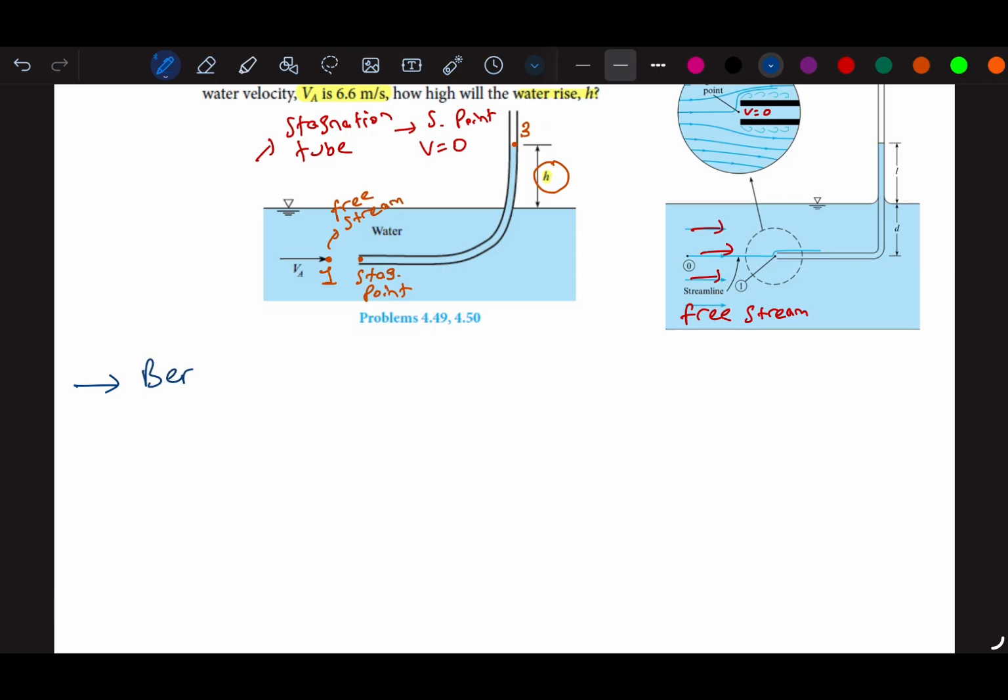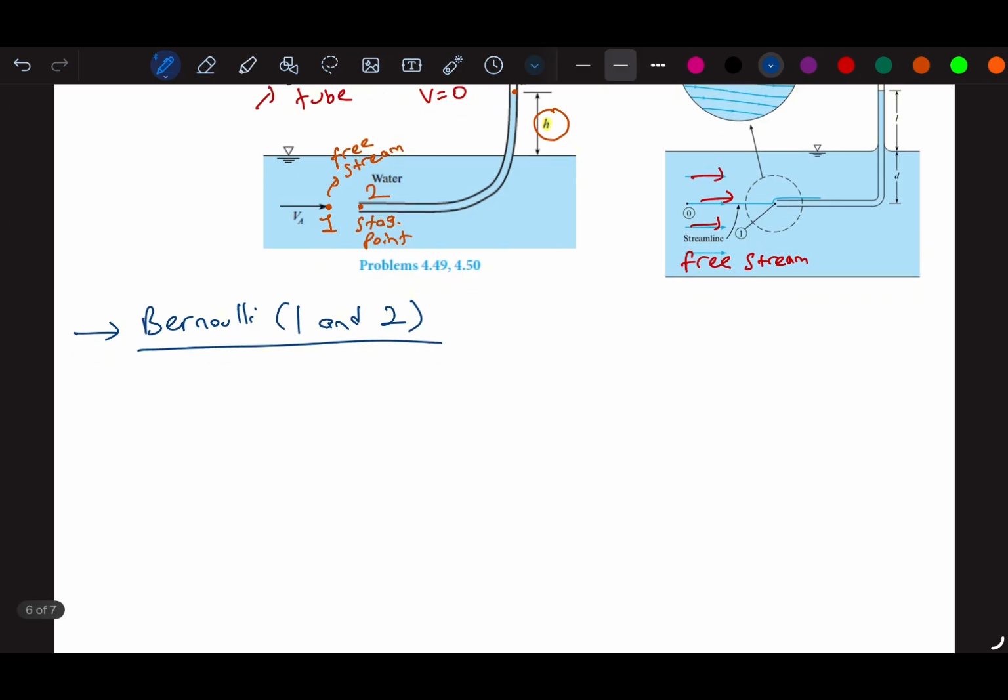So first, Bernoulli between 1 and 2. I forgot to write, this is point 2. So between Bernoulli point 1 and 2, we have P1 over gamma plus V1 squared over 2G plus Z1 is equal to P2 over gamma plus V2 squared over 2G plus Z2.